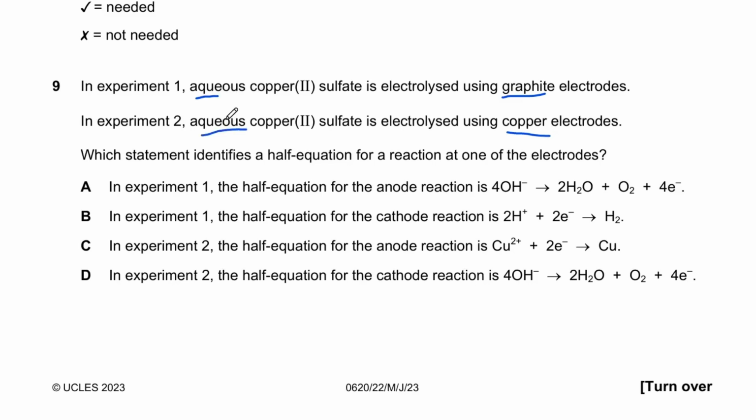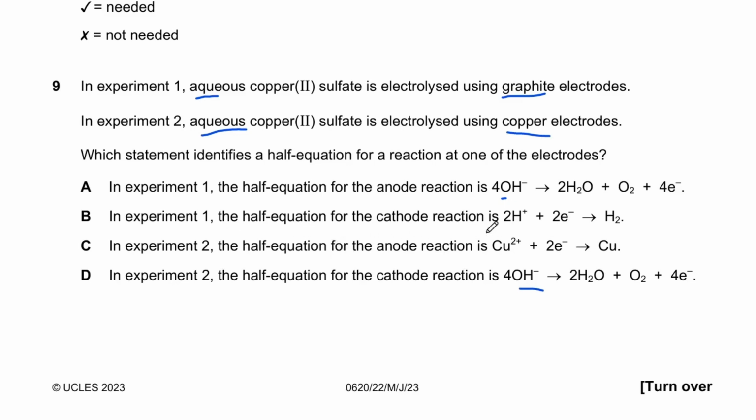So hydroxide ion will be discharged. That means our half equation is going to be this or this. So our answer is between A and D. B and C are already out because the equation here is wrong. Then let's check why B and C are wrong.